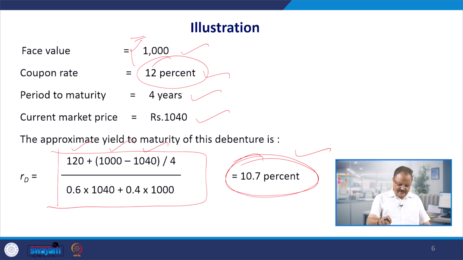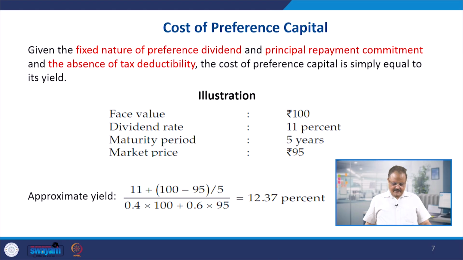So this way you can calculate the cost of the debt. Then similarly you can calculate the cost of the preference capital, because for other factors remaining the same, when you talk about the preference capital, that is comparable to the debt capital, because almost all the features of the preference capital are comparable to the debt capital. Debt capital also comes for a fixed period of time, and the preference capital also comes for a fixed period of time, right?